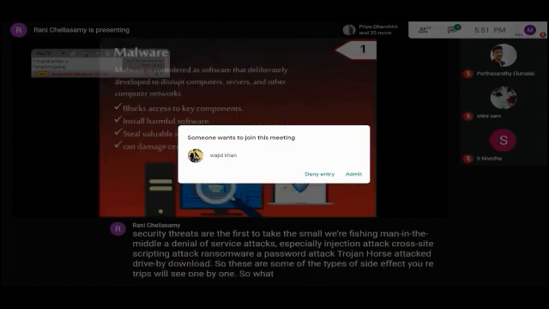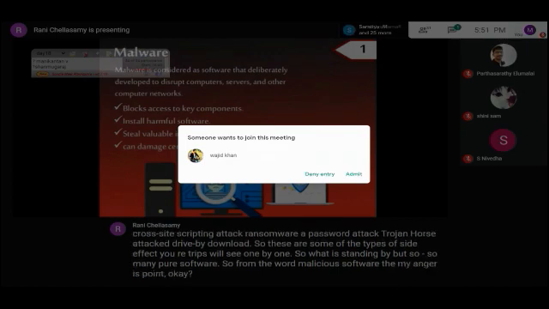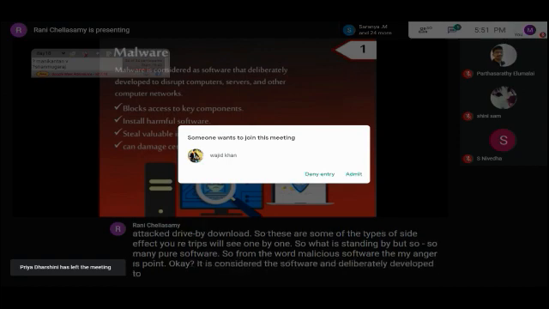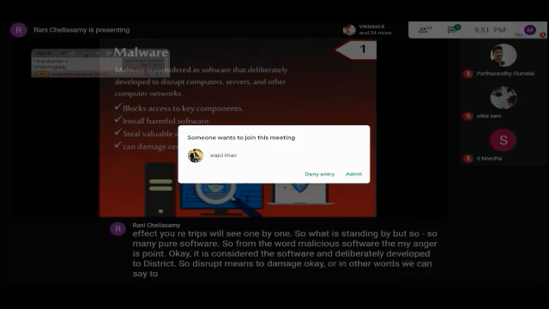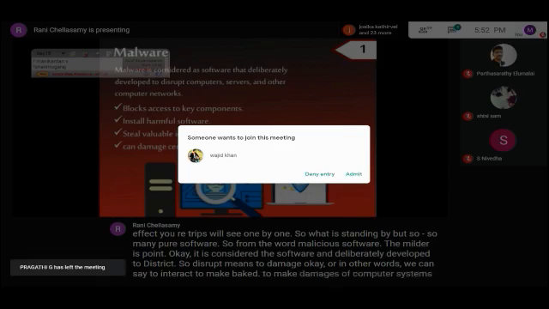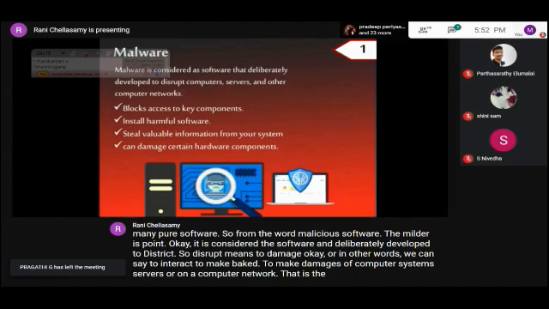Okay, so what is meant by malware? Malware is malicious software; the word malware is coined from malicious software. It is software that is deliberately developed to disrupt, and disrupt means to damage, interrupt or break computer systems, servers or other computer networks. That is the main intention of malware.